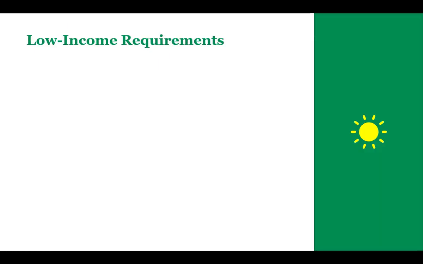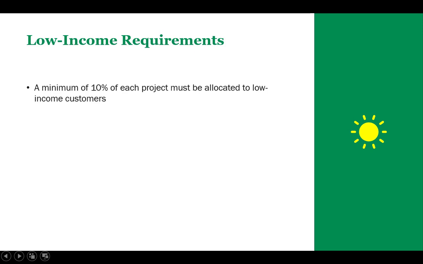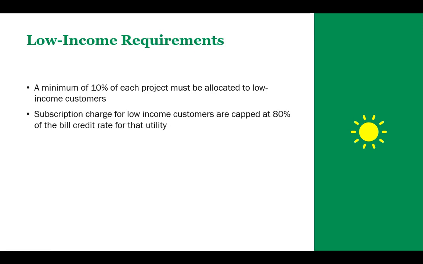Low income requirements. A minimum of 10% of each project's capacity must be allocated to low-income customers. Low income is defined as less than or equal to 80% of the Oregon State median family income. Subscription charges for low-income customers are capped at 80% of the bill credit rate for that utility, and we encourage greater discounts. Projects may request a waiver on this requirement if they are able to demonstrate that the waiver would allow them to serve more low-income customers and provide greater overall benefits to low-income communities.